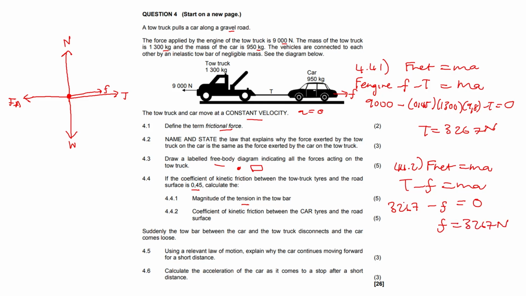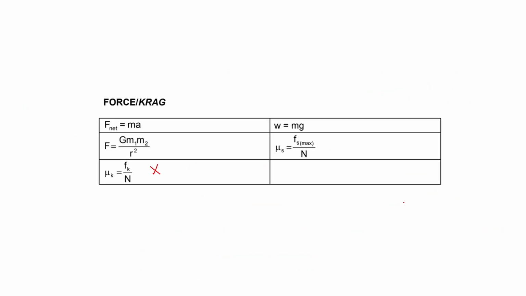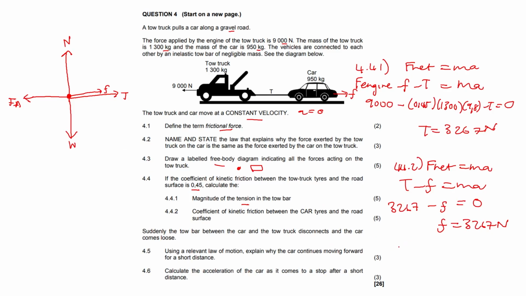But what do they want? They want the coefficient. So we're going to use that formula again and manipulate it to get it to our liking. We insert 3267. This is the unknown, the coefficient. And we have the normal force, which we can calculate because normal force is mg. Therefore 3267 is the coefficient times 950 times 9.8. So the coefficient is 0.35. No unit. Remember, the coefficient of kinetic friction has no unit. And that is your final answer.